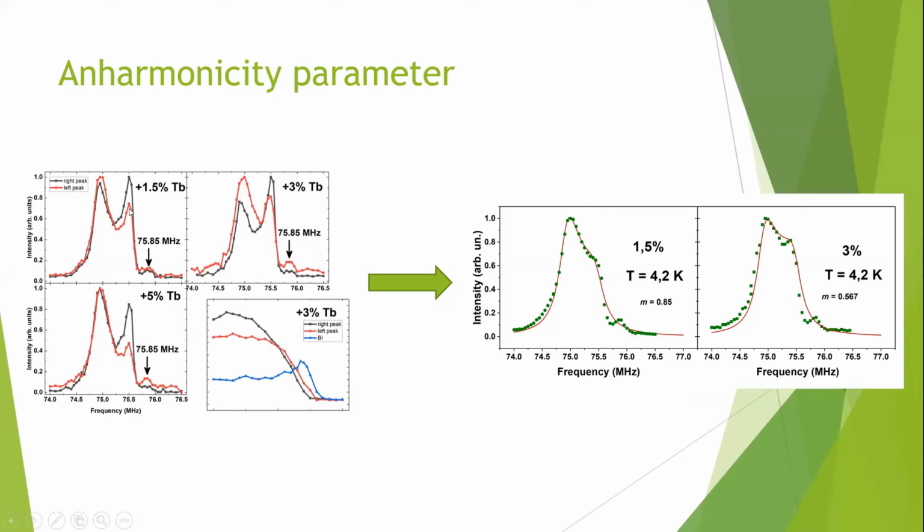The anharmonicity parameter for some of the samples, the 1.5, 3, and 5% doping samples, we didn't manage to determine for the present moment, because there's some strange situation. We have different dependence of intensity on pulse amplitude and on different spin-spin relaxation for different points of the spectrum, for the left and the right peaks, and we still do not know how to measure it right.